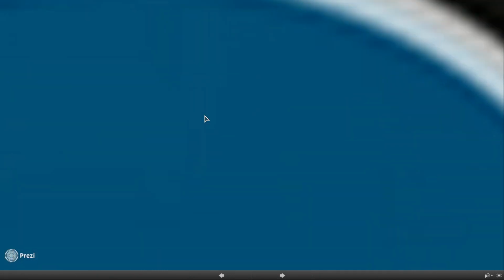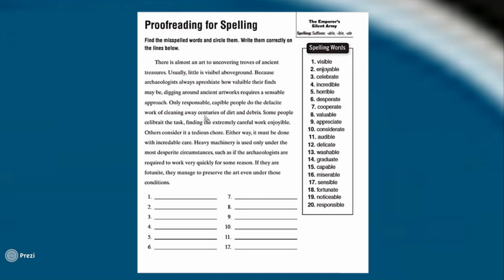So next, final activity for today, you're going to do this. You've done this several times, so I think you know what to do here. So you're going to circle the misspelled word in this paragraph. After you circle them, you're going to write the correct word, correct spelling in the spaces below. You can check the spelling, correct spelling here from 1 to 20. So that's the activities for today.